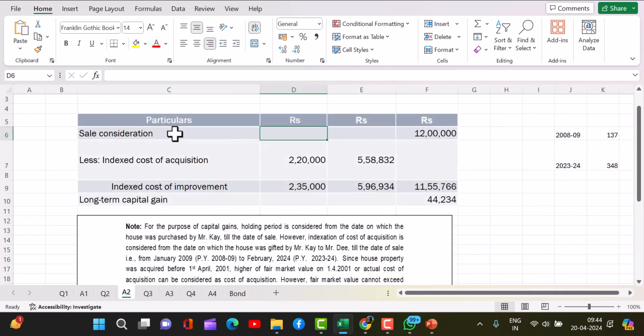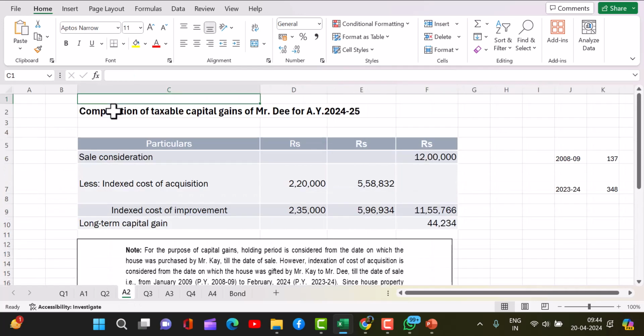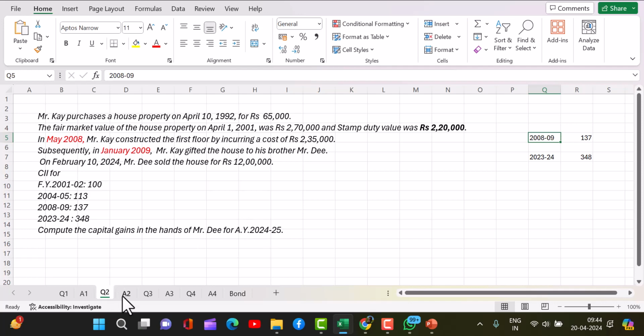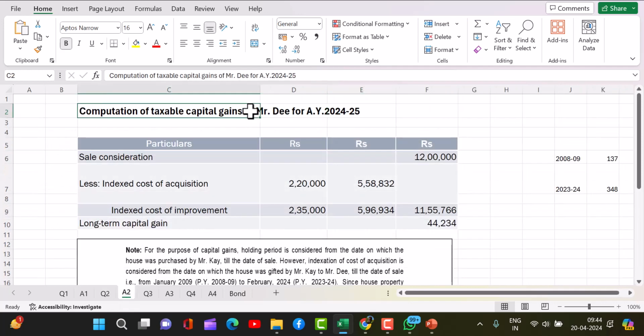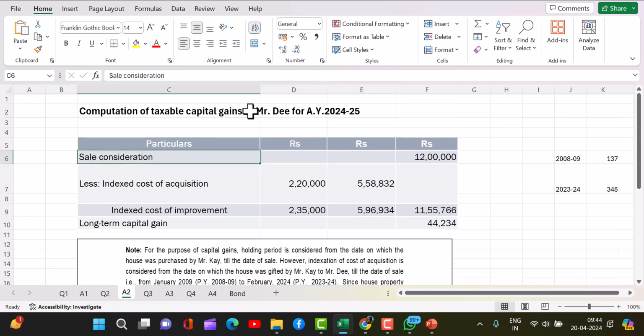So the sale consideration is 12 lakhs, because this property was sold for 12 lakhs. But before that, we have to see the computation of taxable gains of Mr. D for assessment year 2024-25. That is what we changed there because it was mentioned as 23-24. So, computation of taxable capital gains of Mr. D for assessment year 2024. Now the sale consideration: Mr. D has sold this property for how much? 12 lakhs. That is given in the question.